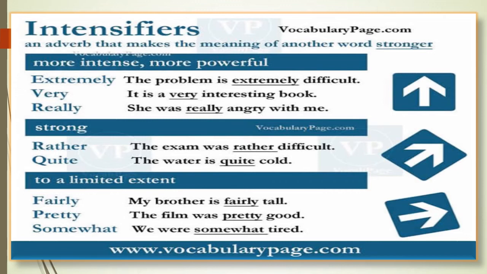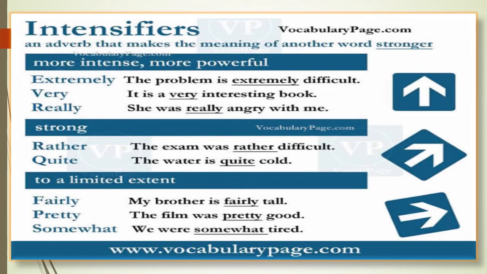Number two, it is a very interesting book. So I'm talking about the book. The book is interesting, but how much? Very. So this is also strong, more powerful. Number three, she was really angry with me. How angry is she? Really angry. It means yes, very much. So we use extremely, very, really for more powerful.